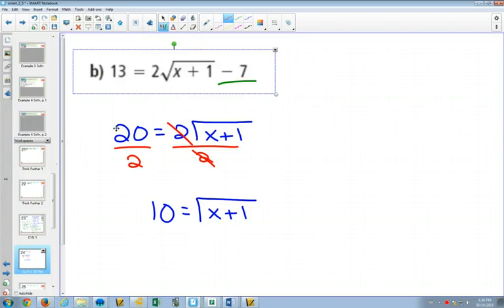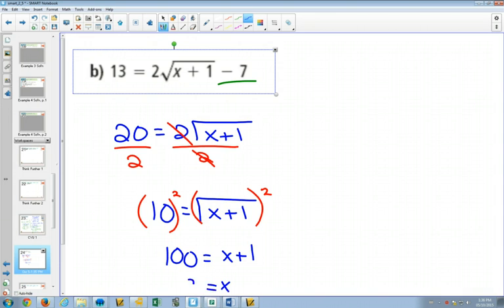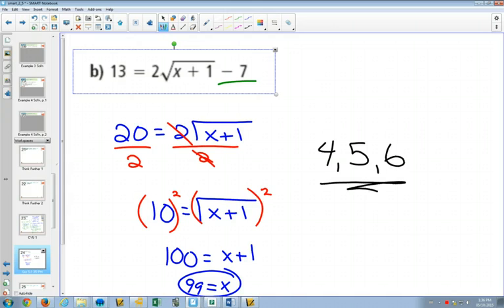Now that I've isolated the square root, step 2, square both sides. 10 squared becomes 100, and the square root and the squared will cancel each other out. Subtract 1 on both sides. 99. I divided by 2 here so that I could isolate my square root. Questions on that one?